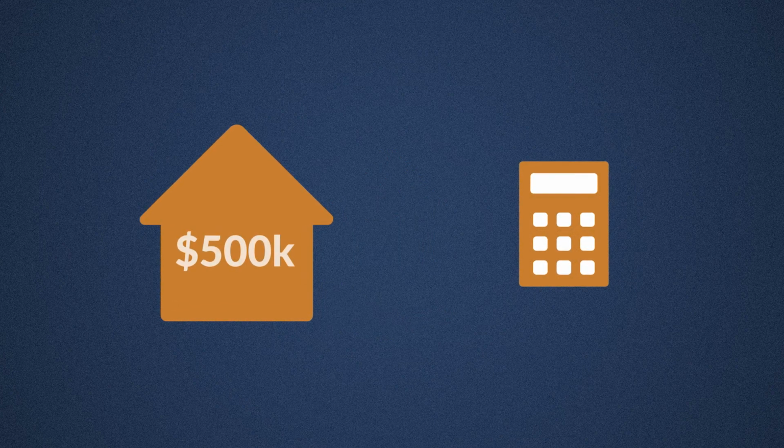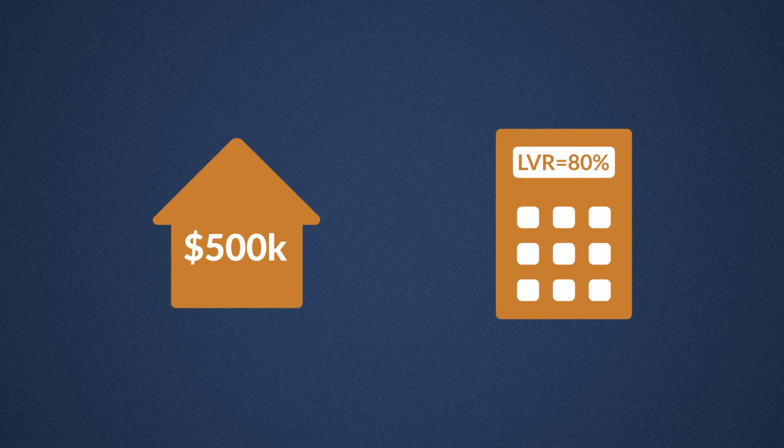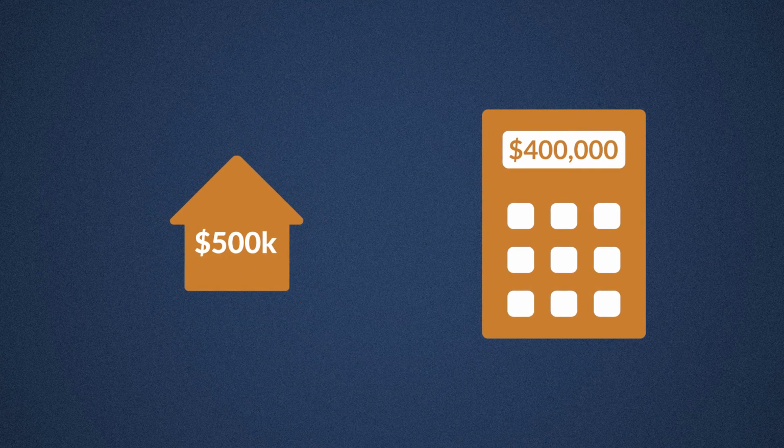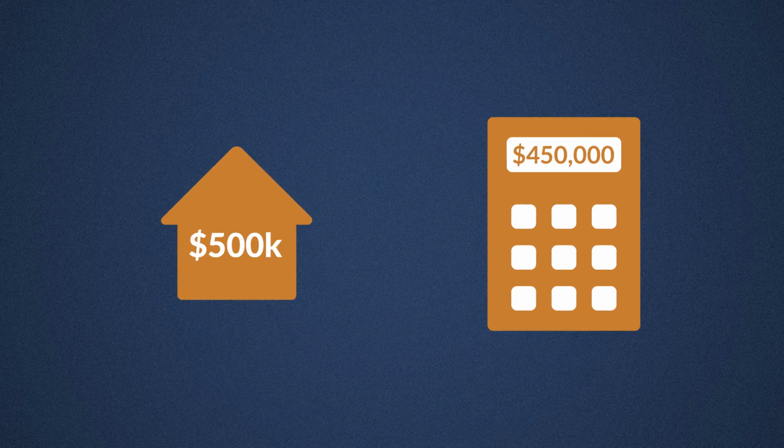If you need $500,000 to buy a property, an LVR of 80% would equate to a loan of $400,000. Then you would have to provide the other $100,000 some other way. An LVR of 90% would be $450,000, and so on.